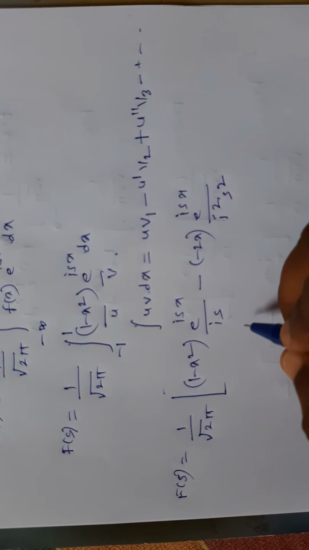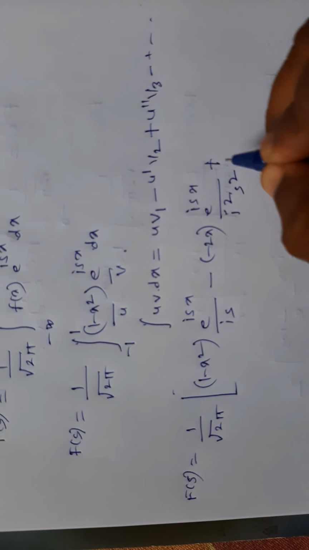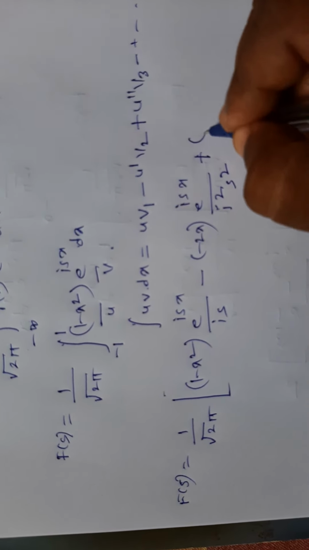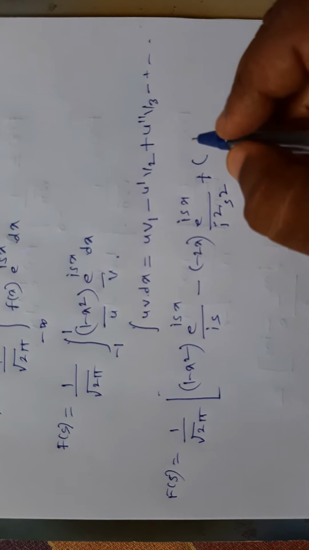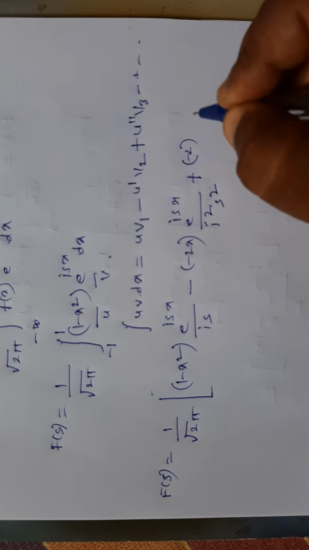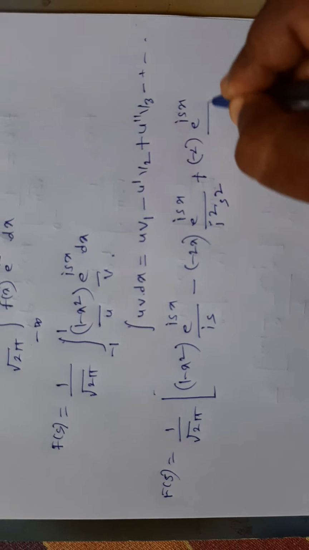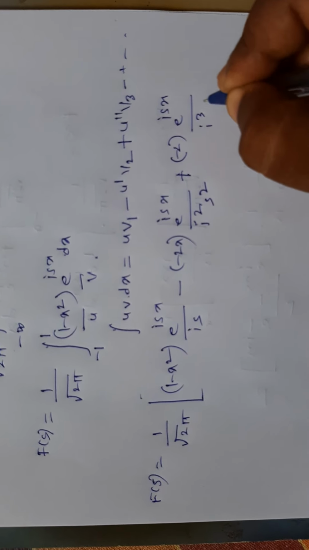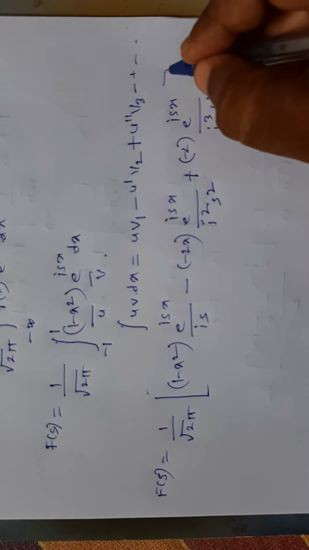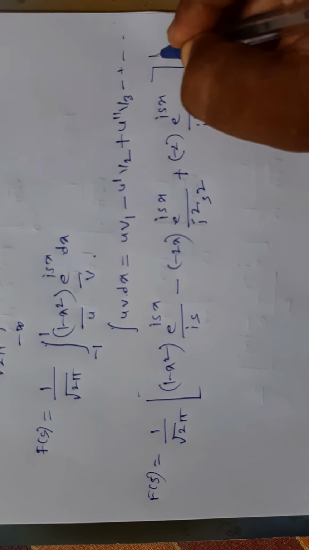Here we already have 1 upon i into s. So plus the derivative of minus 2x, which is minus 2, times the integration of e raised to isx, which is e raised to isx upon i cube into s cube, between the limits minus 1 to plus 1.